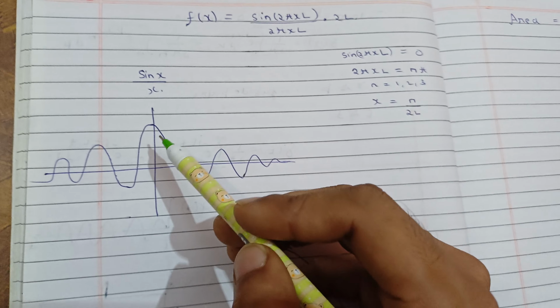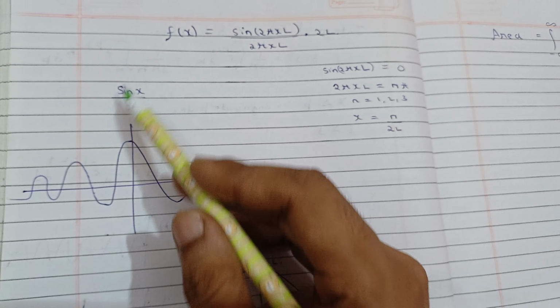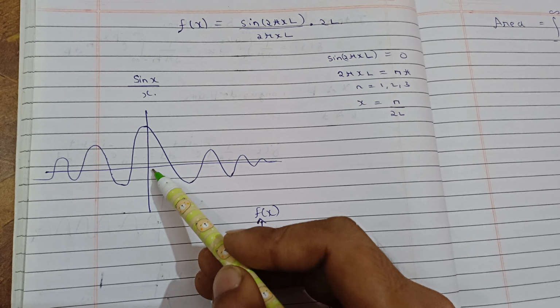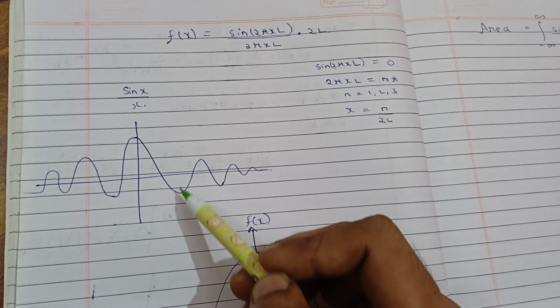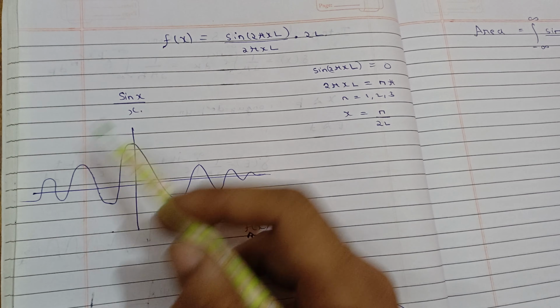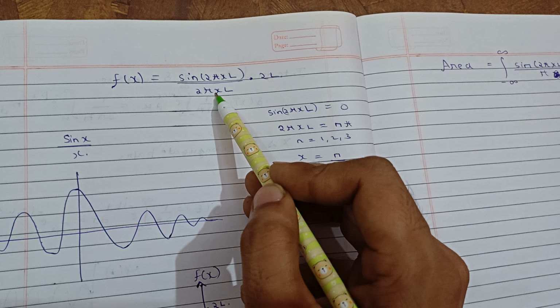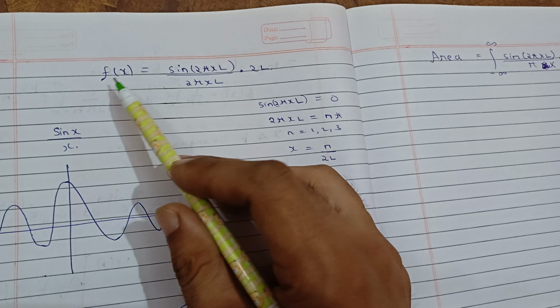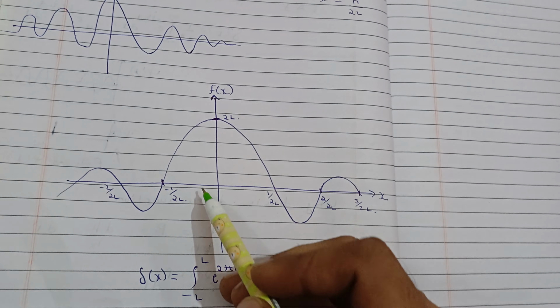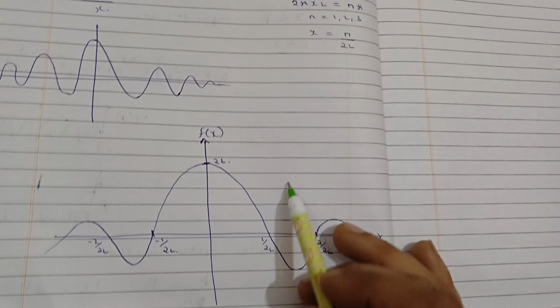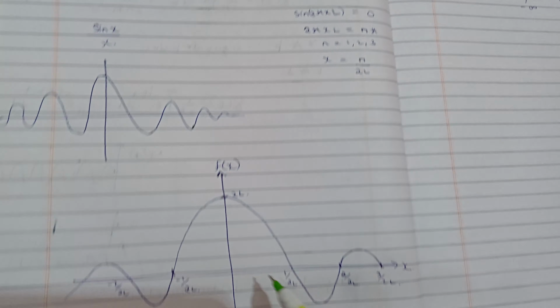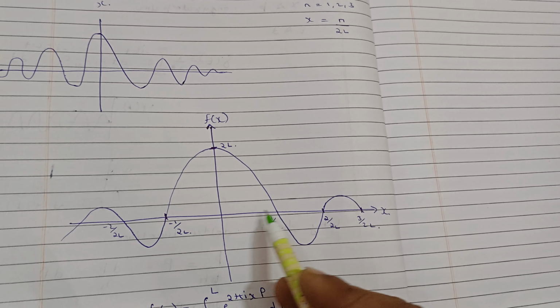We know that for sin x by x, as x tends to 0, this should be 1. So at 0, this should be 1 here. Then this graph goes like this. So this is the plot of this. So what is the plot of this one? As x tends to 0, this will be 1, so it will be 2l. So the value of f(x) is 2l at x tends to 0. Now this graph should go down and it will be 0 somewhere.